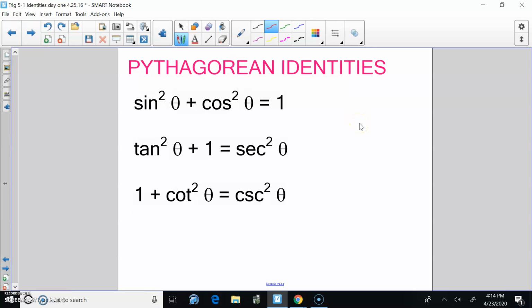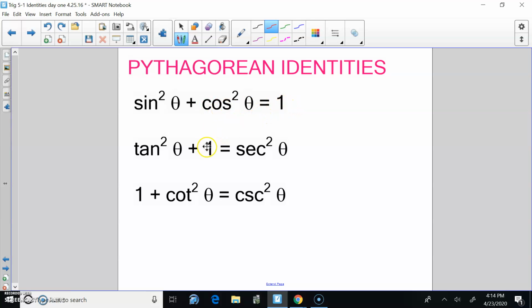Your Pythagoreans, these go back to x squared plus y squared equaling 1. That's the formula for the unit circle. And we know that cosine's kind of like the x and sine's kind of like the y. So this ends up being true: sine squared plus cosine squared equals 1.